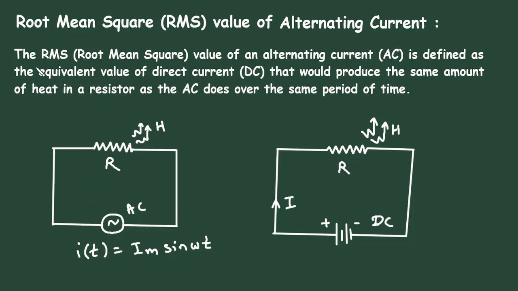That means the RMS, that is root mean square value of an alternating current AC, is defined as the equivalent value of direct current that would produce the same amount of heat in a resistor as the AC does over the same period of time. That means it will produce the same amount of heat for, let's say, 1 hour. So here also it will produce the same amount of heat for 1 hour when its IRMS value is 2 ampere. So it is for understanding purpose. It may be any value.